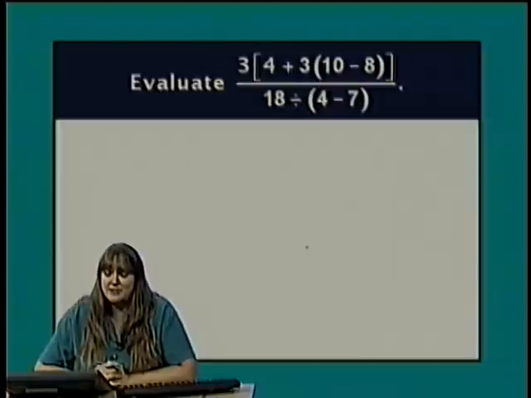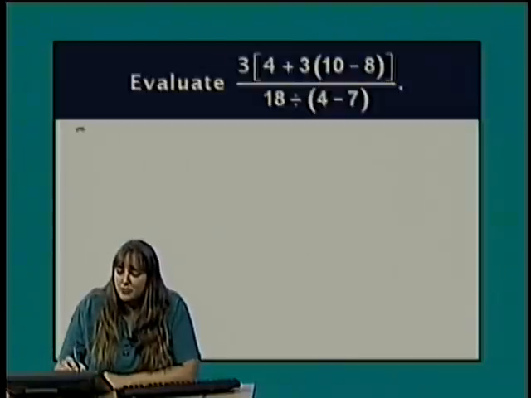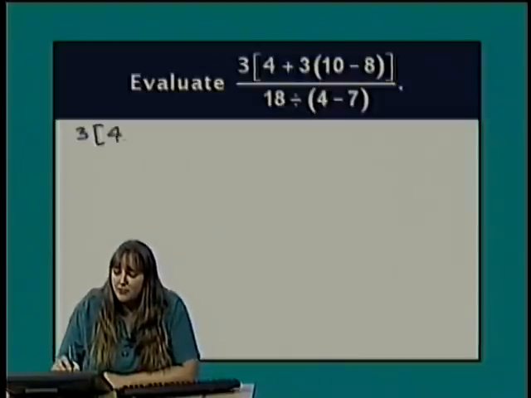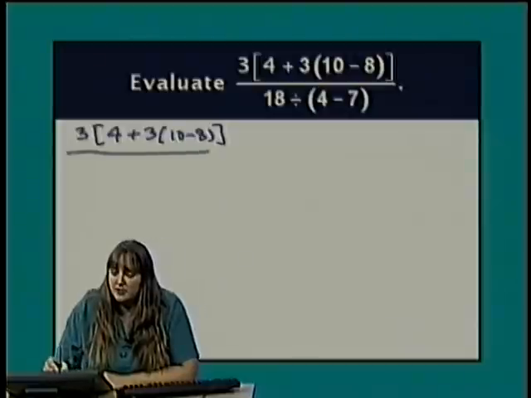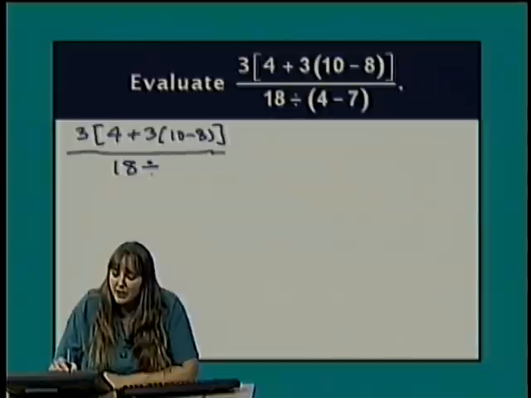As an example with this fraction bar, let's evaluate 3 times the quantity 4 plus 3 times the quantity 10 minus 8. And all of this is over 18 divided by the quantity 4 minus 7.